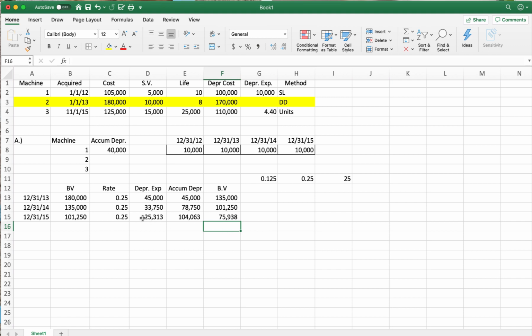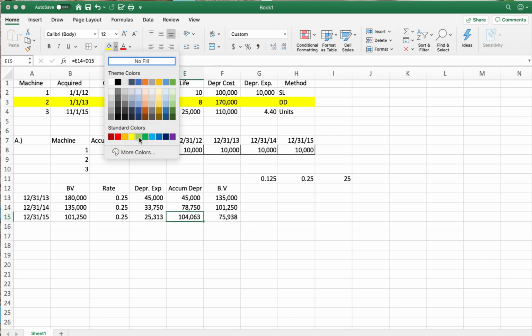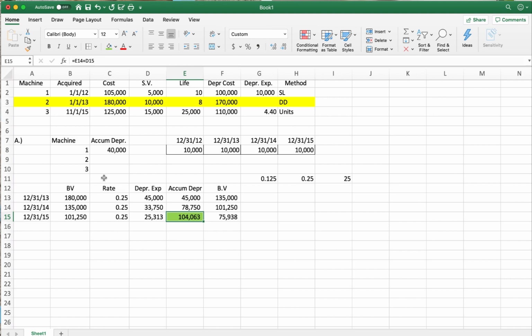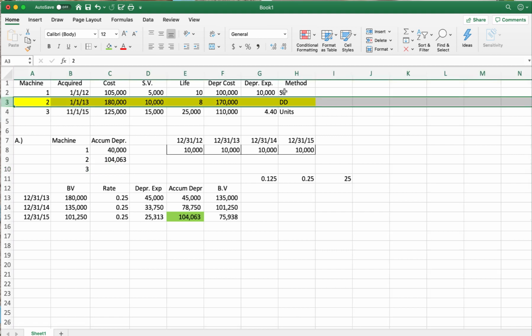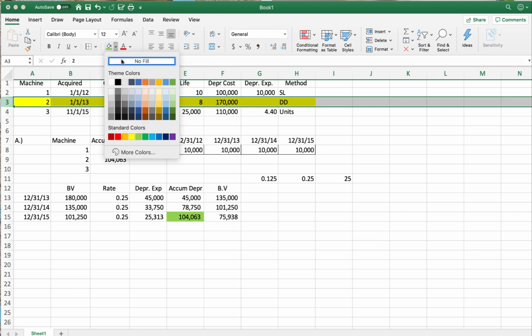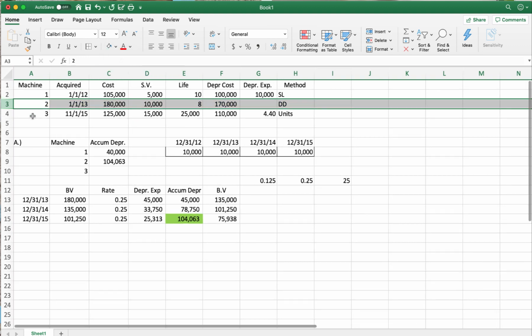So, for number 2, they want to know what is the accumulated depreciation for machine 2. That's super easy, right? I have it right here. It's $104,063. That's my accumulated depreciation for year 3. Okay? So we already looked at straight line. We looked at double declining. Now let's look at, excuse me, the units method.